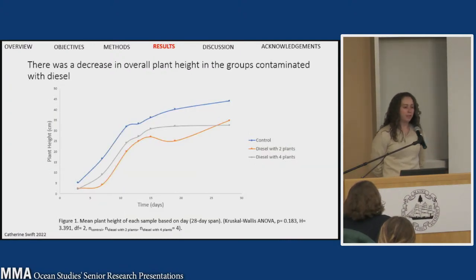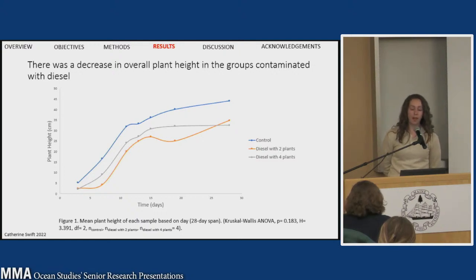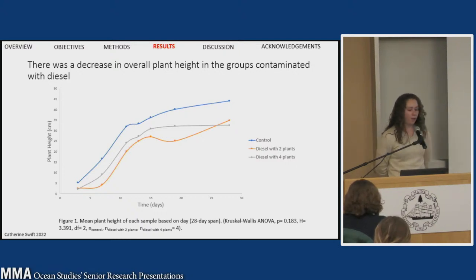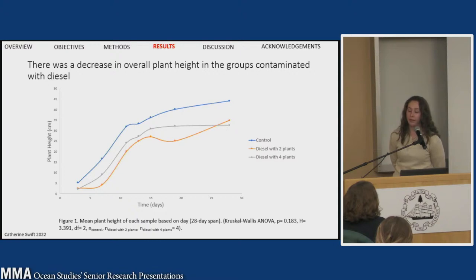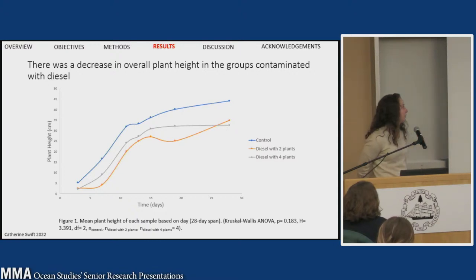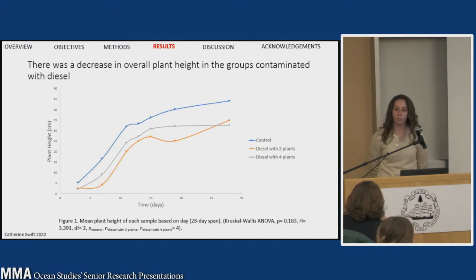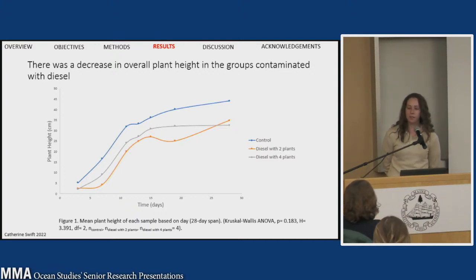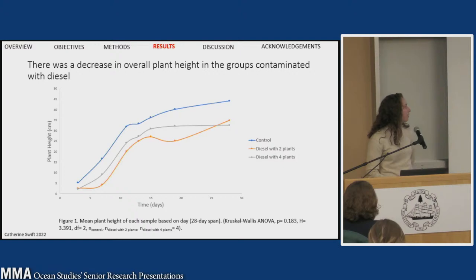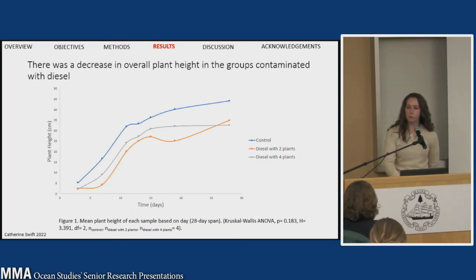I completed three Kruskal-Wallis ANOVA statistical analyses to answer my proposed research questions. The first thing that I found was that there was a decrease in overall plant height in the groups that were contaminated with diesel. This chart right here shows time in days on the x-axis, and on the y-axis I have plant height in centimeters. This blue line represents the control group, which clearly has the highest overall growth, which is then followed by the contaminated group with four plants per pot. And lastly, the orange line showing the least amount of overall growth, the contaminated group with two plants per pot.